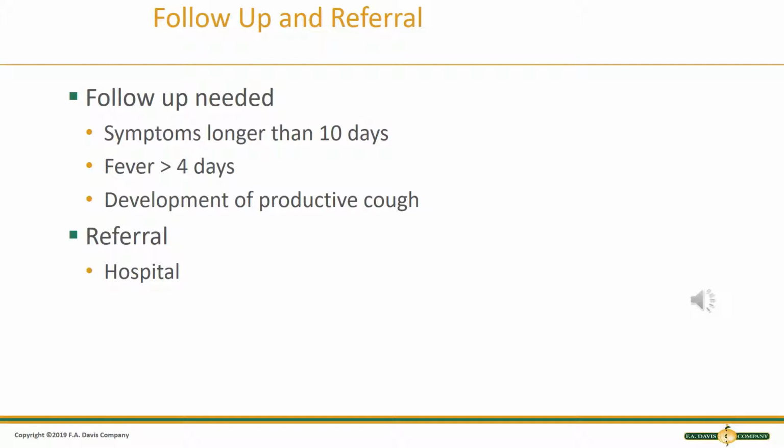A referral is generally not needed for upper respiratory infections, but those who have comorbid disorders that increase their chance of mortality, like COPD or asthma or immune deficiency syndromes, may need to be hospitalized. If they have respiratory distress, or if they develop a secondary bacterial pneumonia that requires IV antibiotics, that would also call for hospitalization.